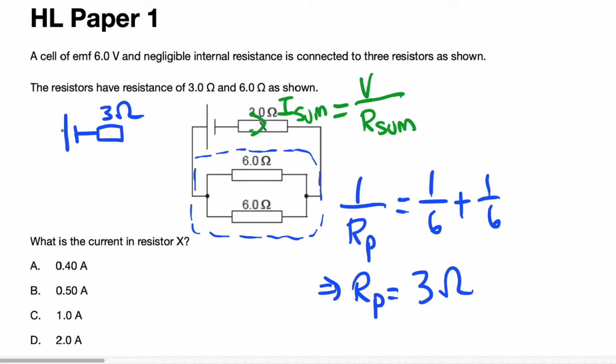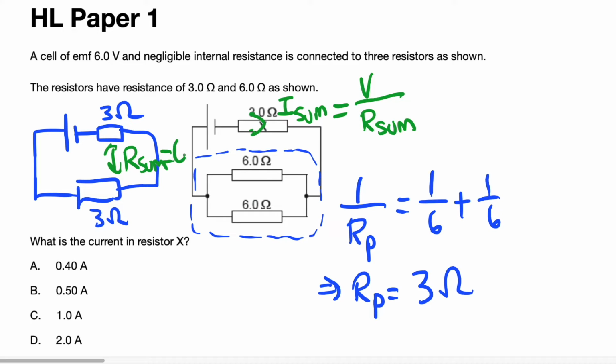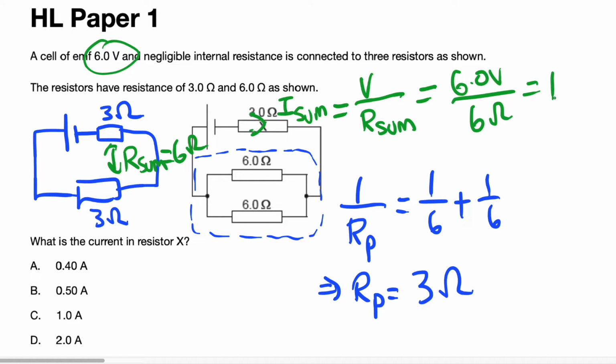So here is resistor X, and here the two resistors connected in parallel have a resistance of 3 ohm. Right. And here the sum resistance is 6 ohm, because 3 plus 3 is equal to 6. So now we can solve for the total current, which is equal to the electromotive force 6.0 volt divided by the sum of resistance, which is 6 ohm, and this is equal to 1 ampere. So the answer will be C.